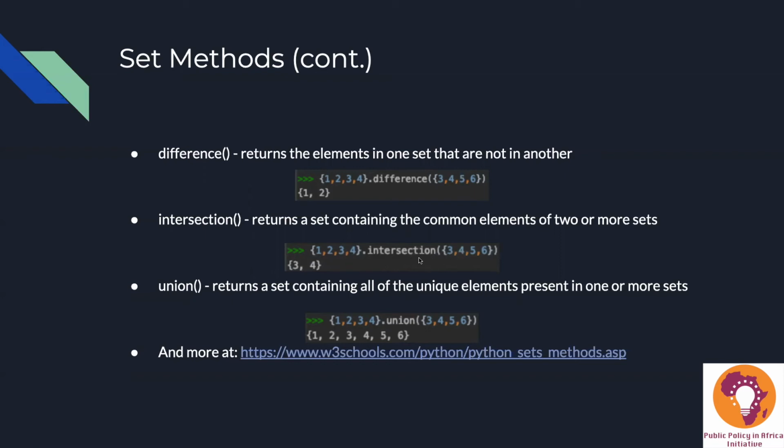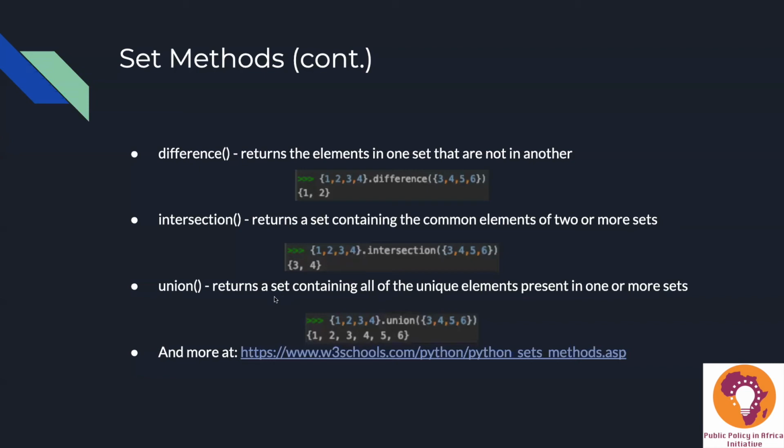In this particular case, it doesn't matter what's on the left and what's on the right, because it's only what's in both sets. If we put 3, 4, 5, and 6 on the left, and 1, 2, 3, and 4 on the right, we still get the same resulting set, because they share the same elements regardless of which one you call the intersection on. So with difference, order matters; with intersection and union, order doesn't matter.